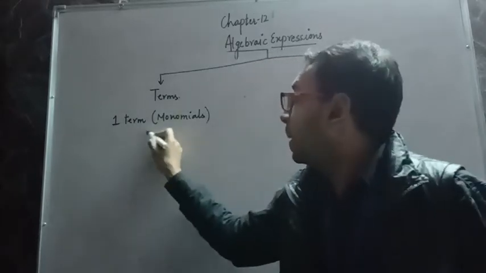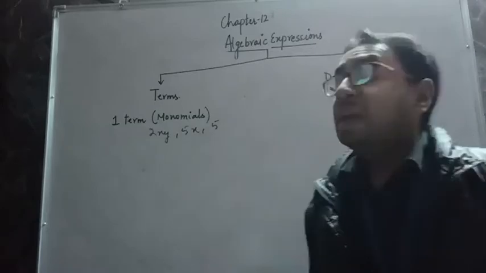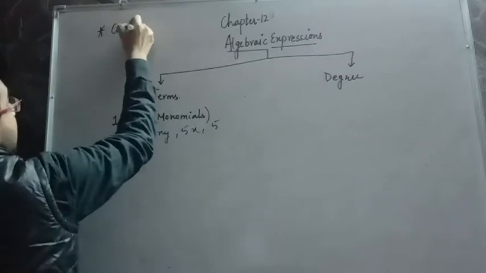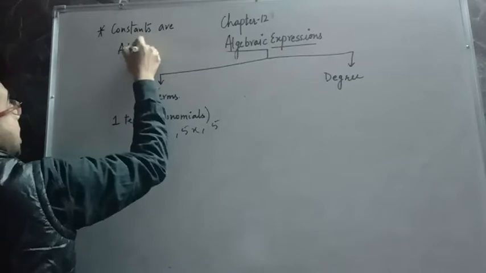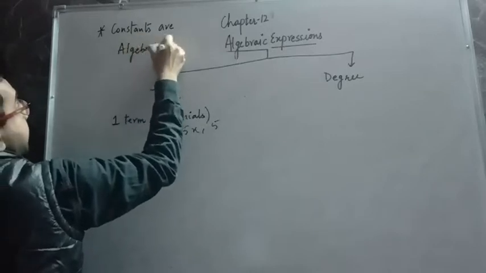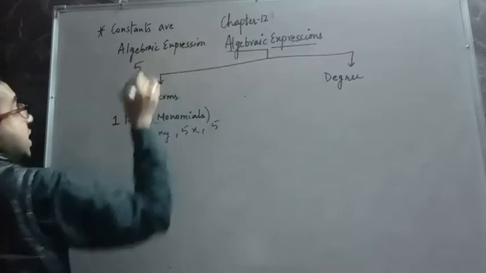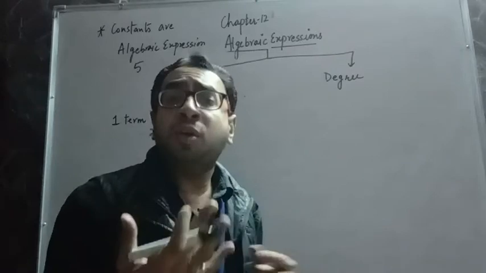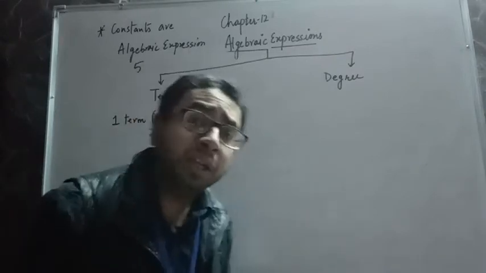For example, minus 2xy, minus 5x, 5. Even constants are also algebraic expressions, I'll tell you. Constants are algebraic expressions. Why? Because if I write 5, there is no variable. What should be the rule for an algebraic expression? It is the combination of variables, constants and arithmetic operations.